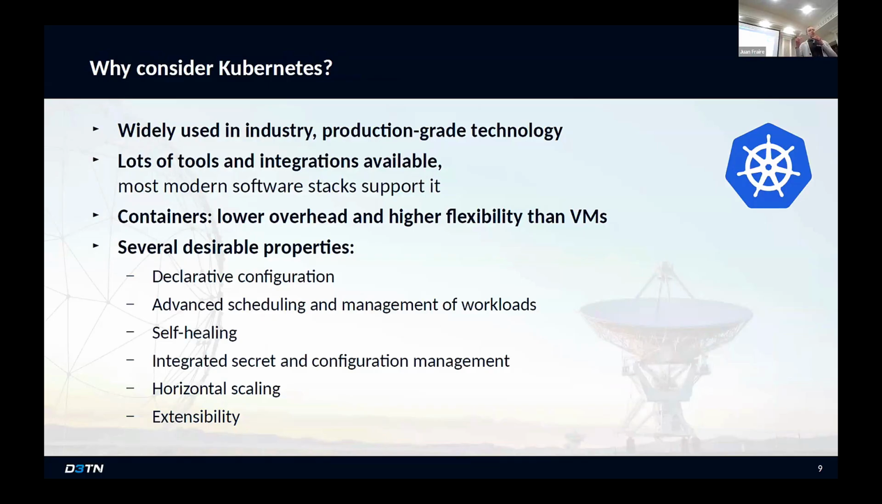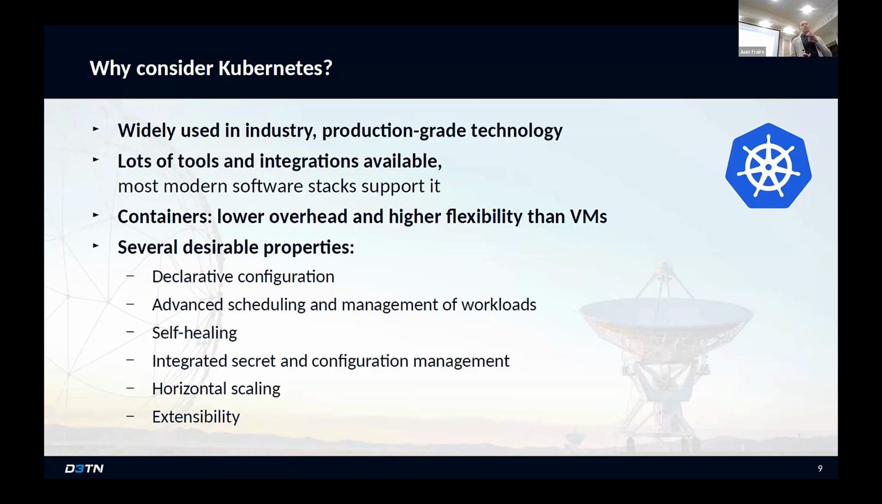There is also lots of tools and integrations available for Kubernetes. Most modern software stacks support it. Most, at least, can be deployed somehow in Kubernetes or have some extensions to support it. And also, it uses containers. It orchestrates containers, compared to using virtual machines, which was oftentimes done in the past. This has lower overhead and higher flexibility.